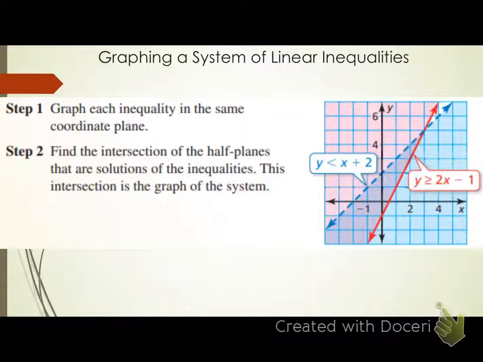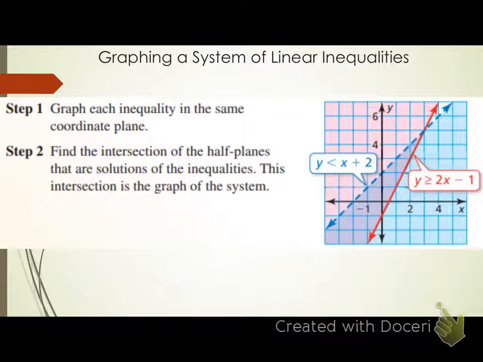So it'd be everything above this red line, this pinkish area and this purplish area. Here's my other inequality: y is less than x plus 2. So here's my line. It's shaded below this line because it's less than.